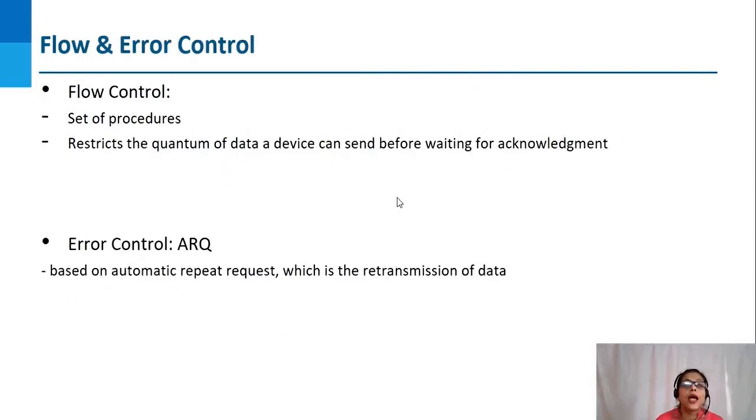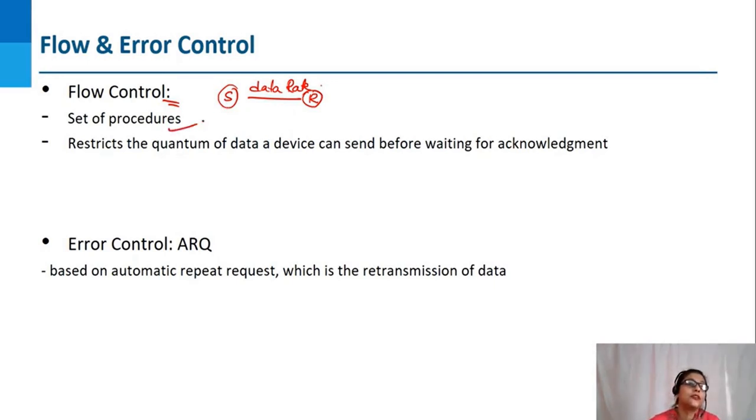Let us understand flow and error control. What is flow control? When the sender is sending some data and the receiver is receiving some data, the sender is sending at a data rate and the receiver is also receiving at a particular data rate. If the data rate of sending is more than the data rate at which the receiver can process the data, then the receiver will be overwhelmed with data and there will be queuing of data. So proper measures should be taken for a flow control mechanism.